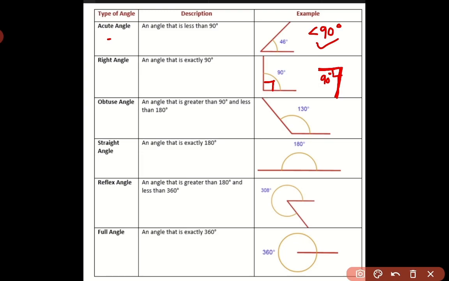What is an obtuse angle example? 130 degrees. Why is it called an obtuse angle? It's because it is greater than 90 degrees and less than 180 degrees. An exactly 180 degree angle is a straight angle, or any line gives you a 180 degree angle. What is a reflex angle? A reflex angle is greater than 180 and less than 360. And the full angle is a total of 360 degrees.